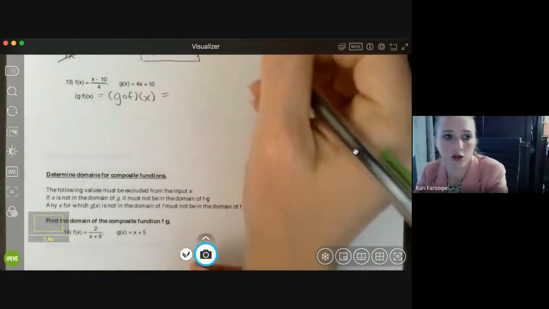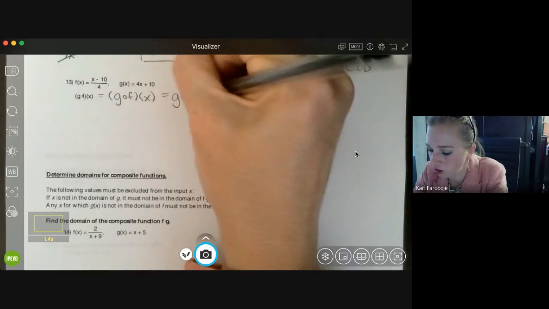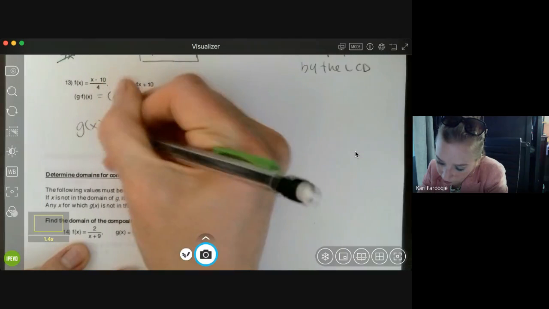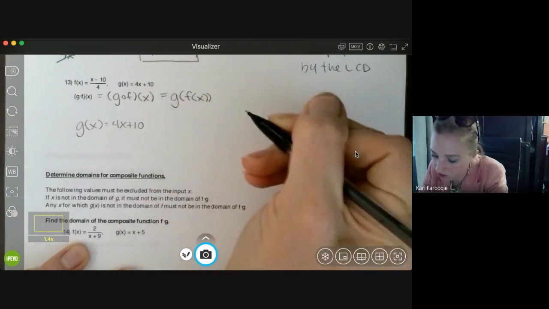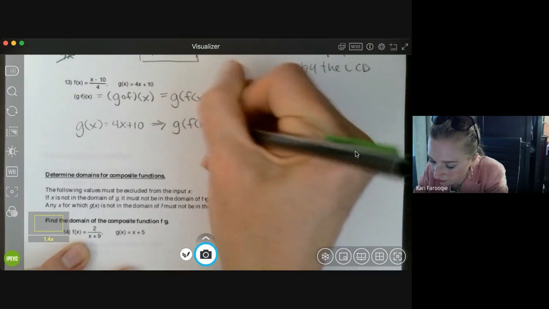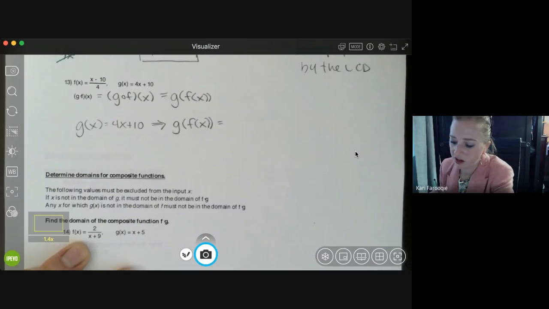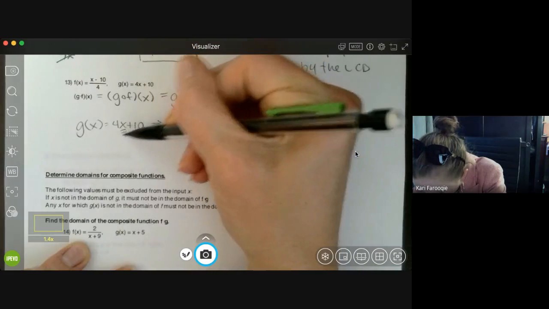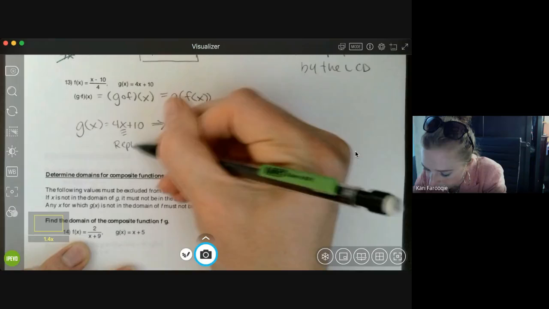When you're finding g of f of x, just write it out as g of f of x. Now you're going to take your function g, and everywhere you see x, you're going to replace it with f of x. So our function g of x is 4x plus 10. We're going to take that and evaluate g of f of x. Everywhere we see x, we're going to swap it out with our whole entire function f of x. So that means that this x right here is going to get replaced with f of x.